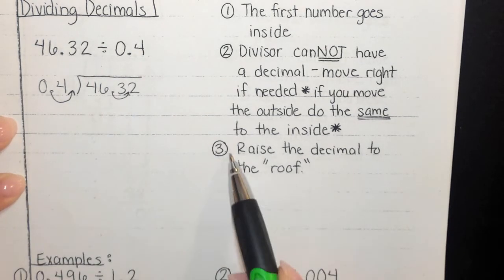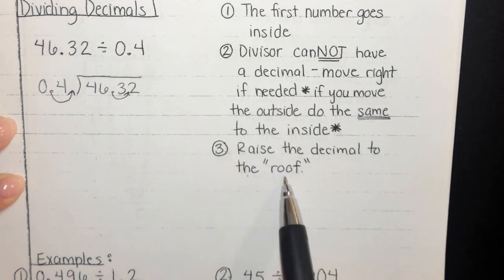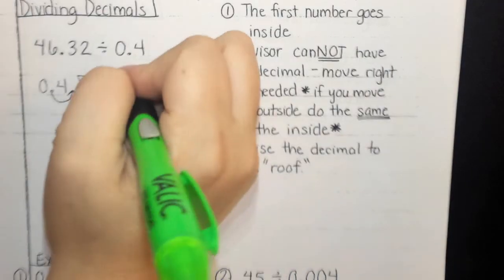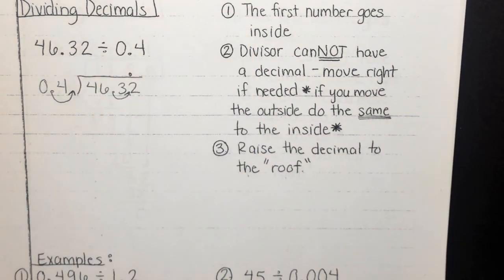The last thing, number 3, raise the decimal to the roof. We talked about it like that's the house. Everyone know the dance move? Raise the roof. So we're going to raise our decimal up to the roof. You'll see me sometimes, if I ask you what to do next and you don't know, I'll start doing this. For those who are watching the video, I just did a super cool dance move called raising the roof. So when you see me doing this, that means, oh, I needed to put that decimal on the roof.